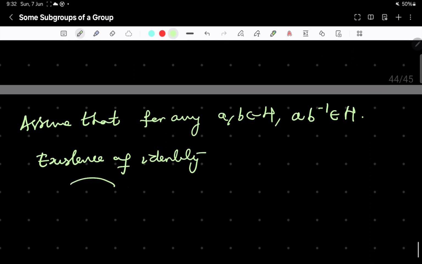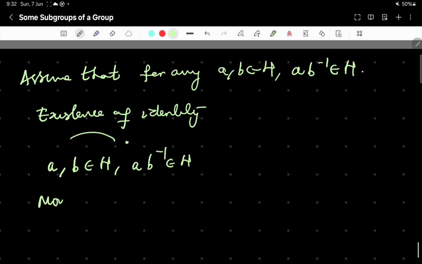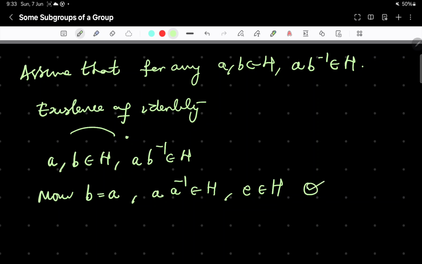So how do we do that? We know that for any two elements a, b in H, we have ab inverse in H. Now we put b equal to a. So what happens? aa inverse is in H. What is aa inverse? The identity e, which is in H. This is already in G. So here aa inverse is e, which belongs to H. So identity is proved.